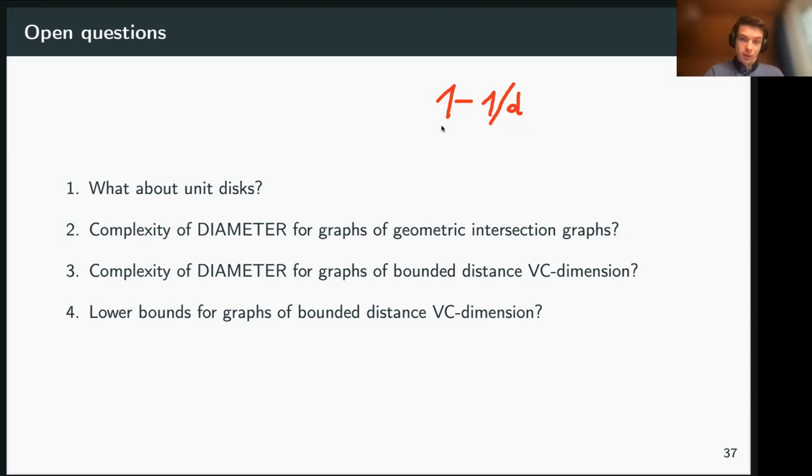So maybe, just maybe, it's a lower bound because it looks nice. I would hope it is a lower bound, but we have no idea how to attack this. But maybe it is. Okay, so I think that's all. Thank you very much for listening, and I'm open to your questions now.